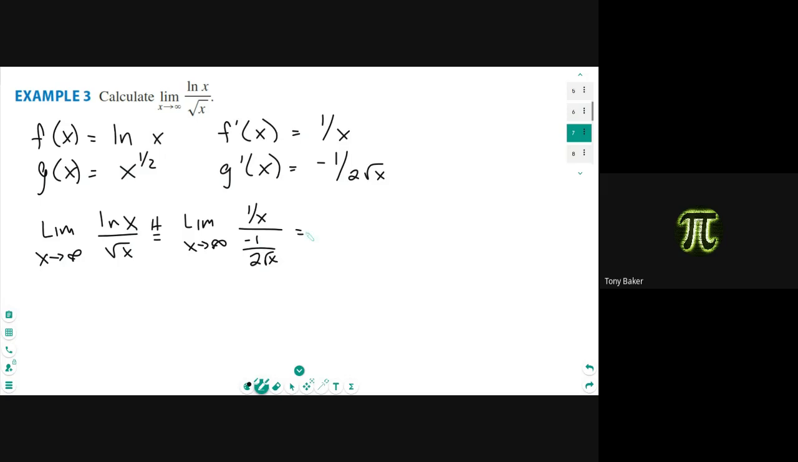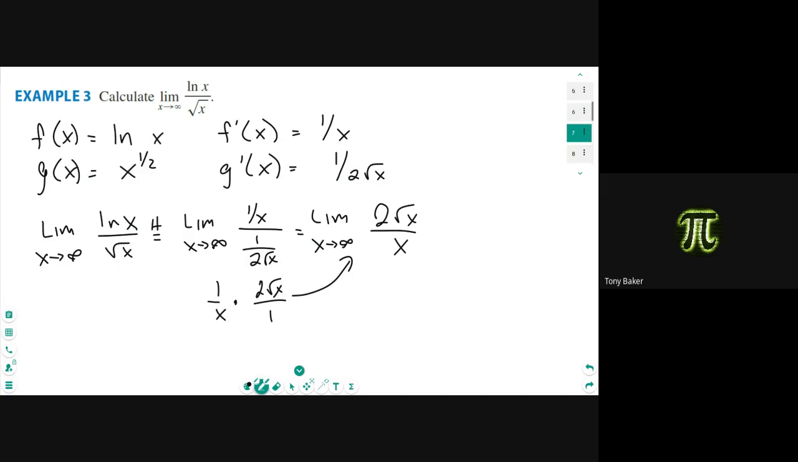Which we're going to change again. Oh, it's not negative. I'm doing integrals. I spent a whole bunch of time last week doing integrals, and it's backwards. So yeah, positive. Sorry. So we get 2 square root of x over x. So we have 1 over x times 2 square root of x over 1, which gives you that. That's the keep change flip.